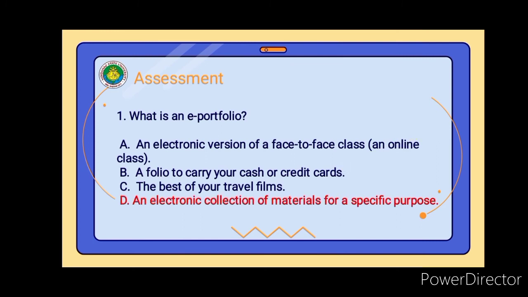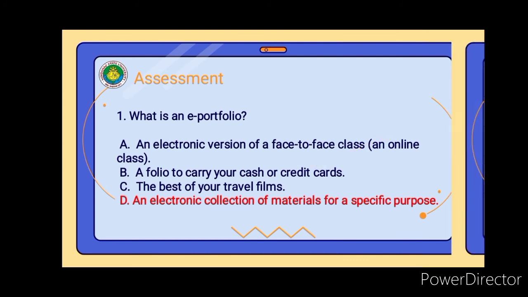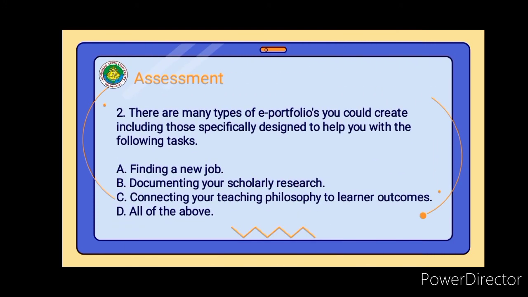So the correct answer is letter D, an electronic collection of materials for a specific purpose. Next question, number 2. There are many types of e-portfolios you could create, including those specifically designed to help you with the following tasks. Timer starts now. So the correct answer is letter D, all of the above.